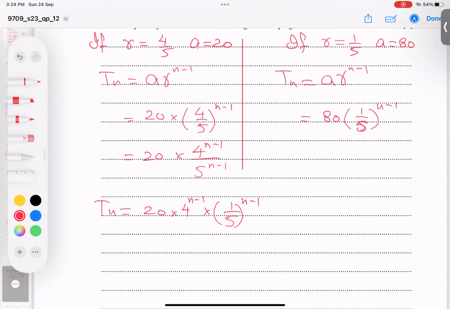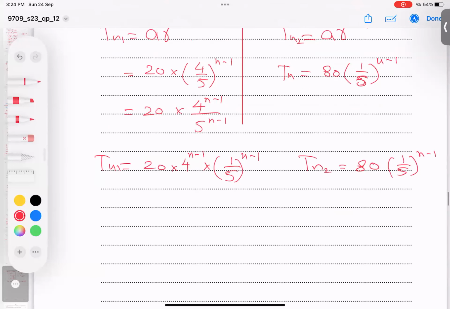Okay, and same approach here, Tn and Tn I reach here. So I think I have to give a name, N1, N2, better. So Tn2 is what? 80 times 2, 1 over 5 to the power n minus 1. So I think it's very clear.